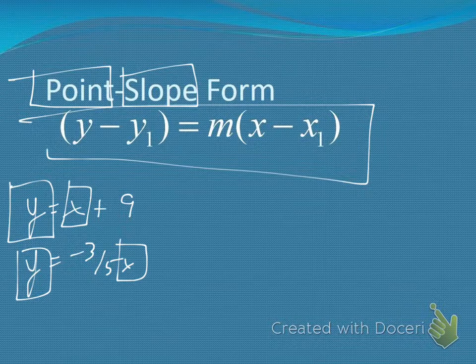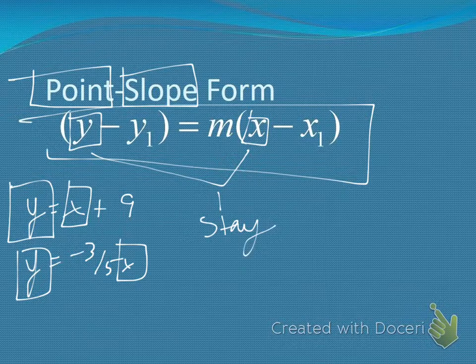I say that because that means we never want to plug in anything for this y and this x. These have to stay in the equation, okay? Everything else, the y1, the m, and the x1, we're going to plug numbers in for. And we're going to get that from our slope and our point, okay?